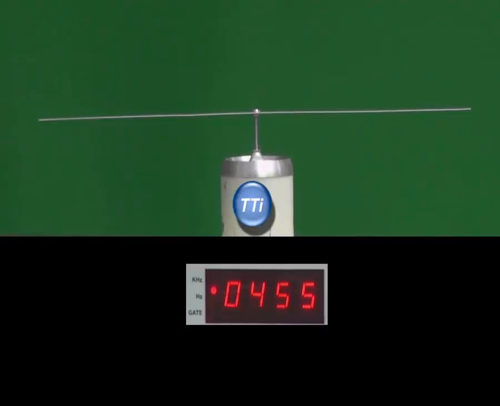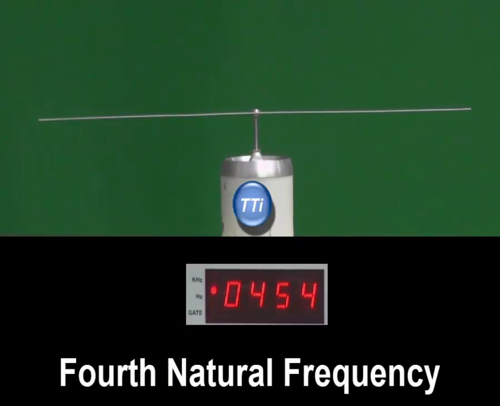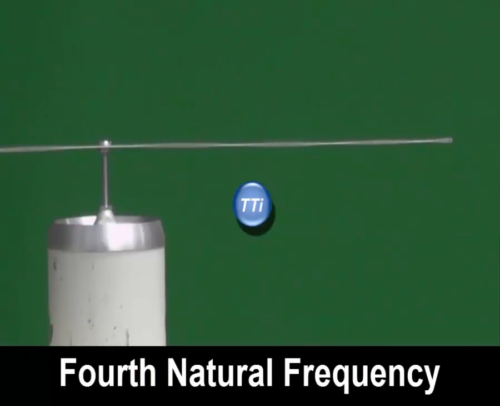I've now increased the frequency to the fourth natural frequency at 454 to 455 Hertz, and it's difficult for us to see the beam moving. Let me increase the power to the shaker and see if we can see it moving. We can just make out a little bit of motion. Here it is at low level, and there it is at high level. We can just see some motion.